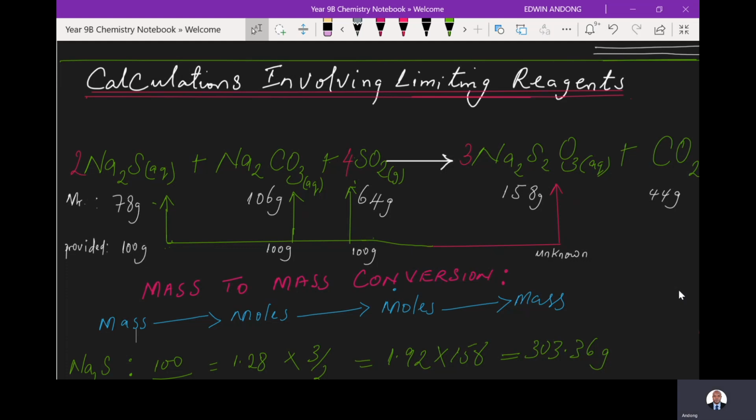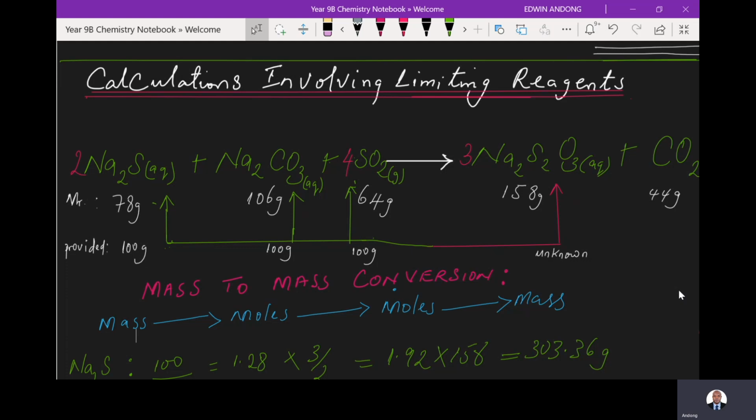If there are two, three, or four reactants or reagents involved in a chemical reaction, the one that runs out first, or the one that becomes used up first, is the one that determines the amount of product that is being formed.